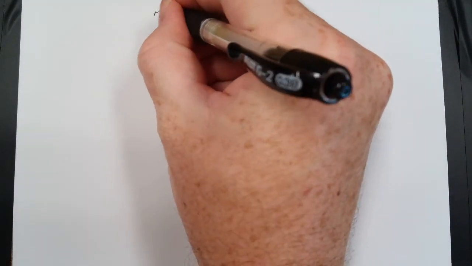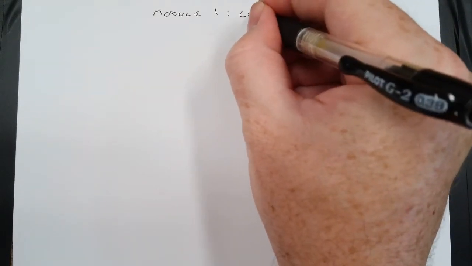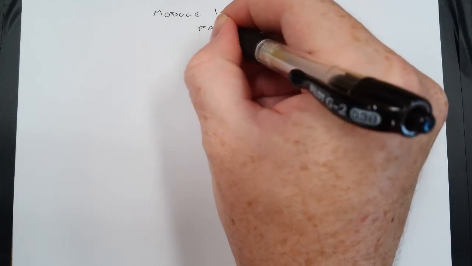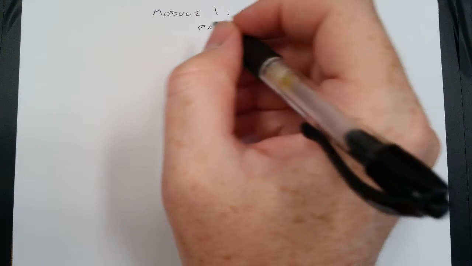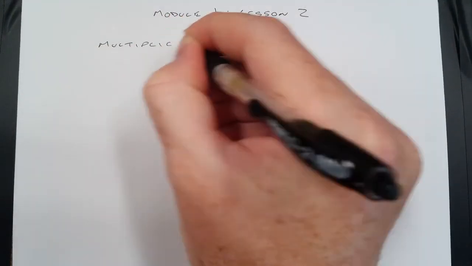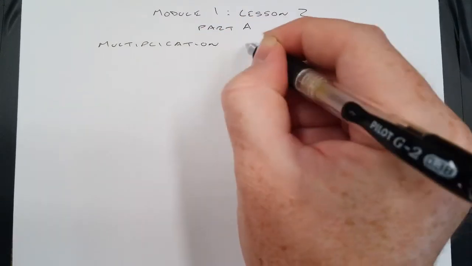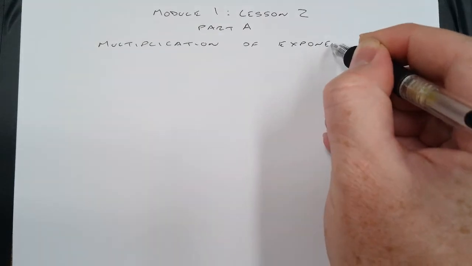We are in Module 1. This is Lesson 2, and it is actually Lesson 2, Part A, because I am going to split this lesson into 2 days. Today, this lesson is going to be about the multiplication of exponents. If my writing is messy, too bad.